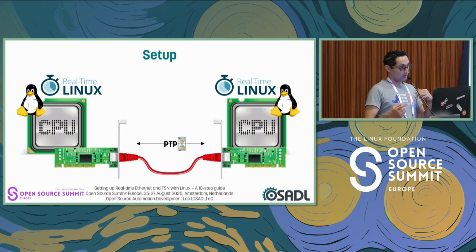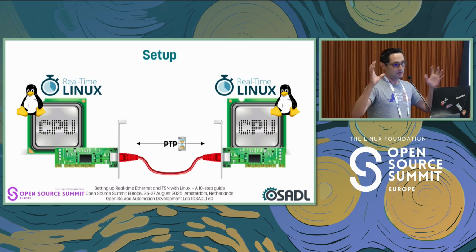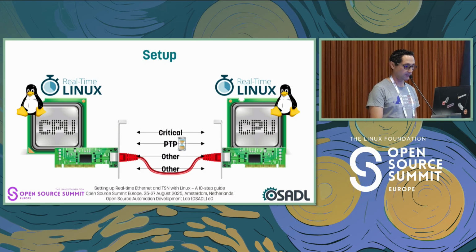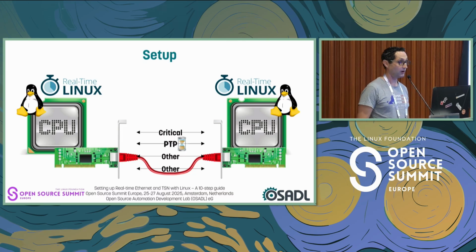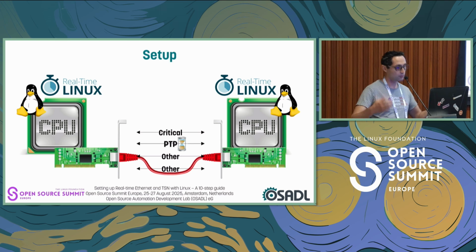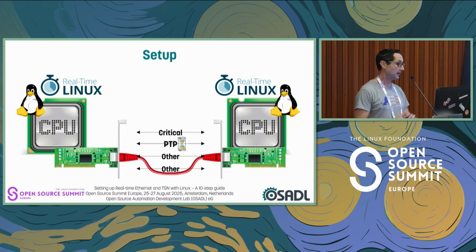Now, we need to think about an imaginary example, what we want to do. So what I thought about is we're going to have PTP traffic on the wire. We're going to have time-critical traffic on the wire. And we will have just a few other things going on, right? And we still want to have timing guarantees.